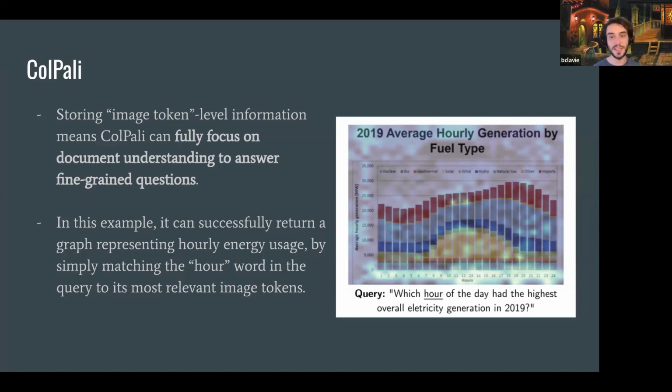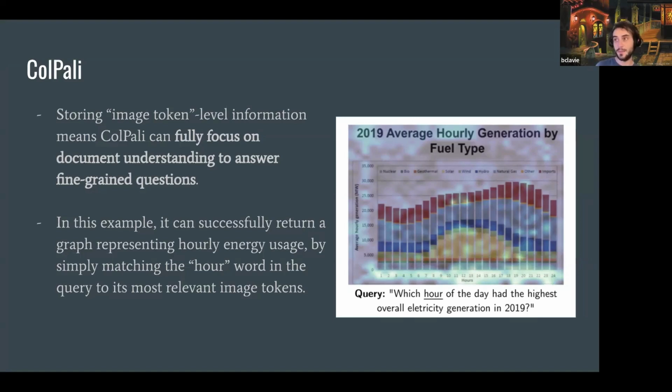So here, if you're asking which hour of the day is overall electricity generation, the generation token will match some aspects of the query. And here we see what matched the hour token, which is this part of the document. So we can see exactly all the hours being represented. And this is what brought up this document as being relevant to this query.